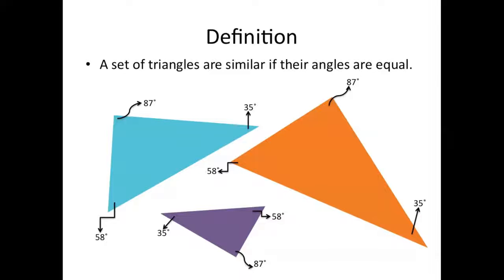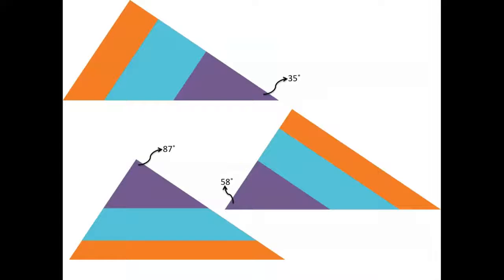And you can see that their angles are equal when you place them on top of each other. So at first it may seem that these triangles are not similar, but once you place them on top of each other, you see that their angles correspond to one another, and thus they're similar.